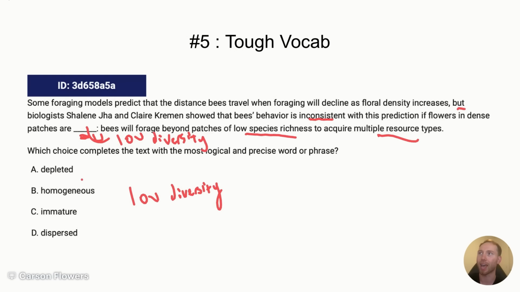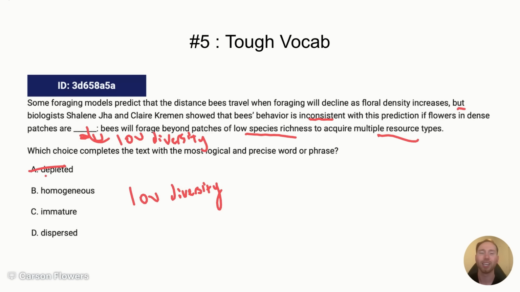So let's compare it to A, depleted. Does depleted mean low diversity? No, it means we're just out of flowers. Has nothing to do with whether they're the same species or not. So it's not A. Homogeneous, while I know what it means, we're going to pretend like I don't because sometimes you're going to run into an answer choice where you don't know the meaning. But that's not a good reason to get rid of an answer choice, so we're going to leave B for now and maybe get to it through process of elimination.